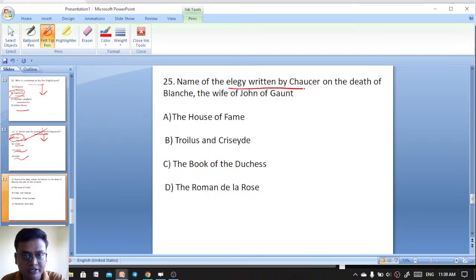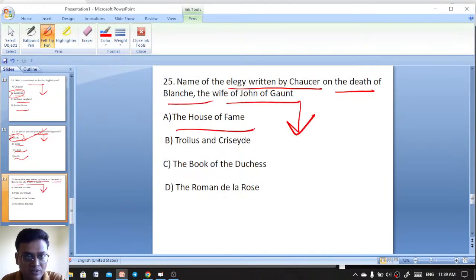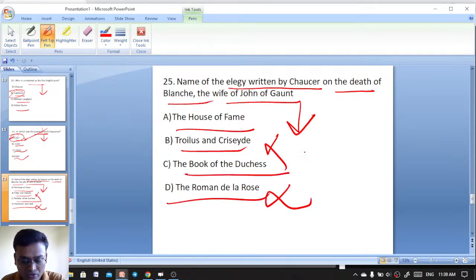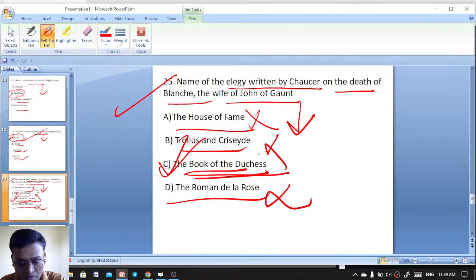Name the elegy written by Chaucer on the death of Blanche, the wife of John of Gaunt: the House of Fame, Troilus and Criseyde, the Book of the Duchess, the Roman de la Rose. Which one are you answering? Okay, 1381, got it. The elegy written by Chaucer on the death of Blanche, the wife of John of Gaunt, is actually the Book of the Duchess. The Book of the Duchess is the right answer.